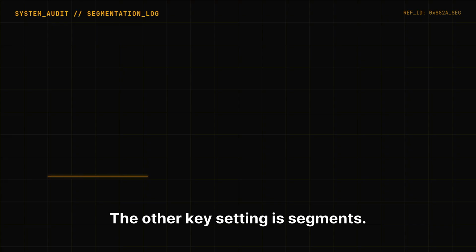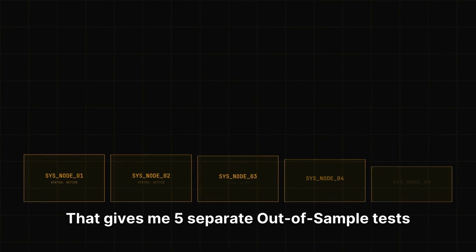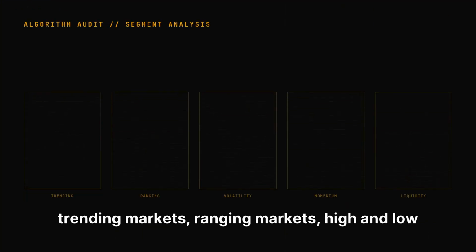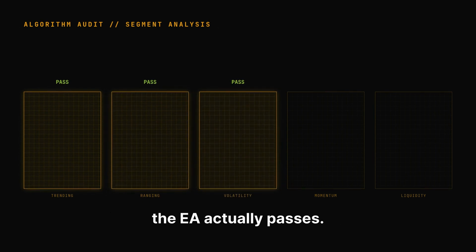The other key setting is segments. I like using around 5 segments across the history. That gives me 5 separate out-of-sample tests across different market conditions. Trending markets, ranging markets, high and low volatility. Then I look at how many segments the EA actually passes.